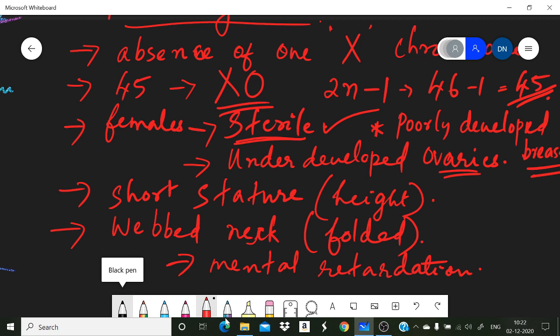Such females are sterile because of the underdeveloped ovaries, and they cannot menstruate or ovulate. Ovulation will not be there, and they have underdeveloped breast or mammary glands with short stature and webbed neck and mental retardation. So all these are the chromosomal disorders.